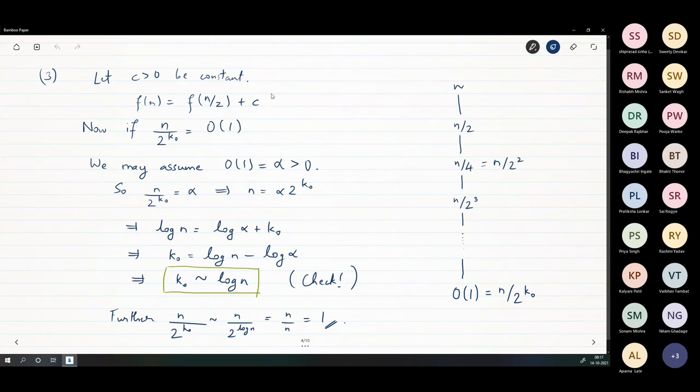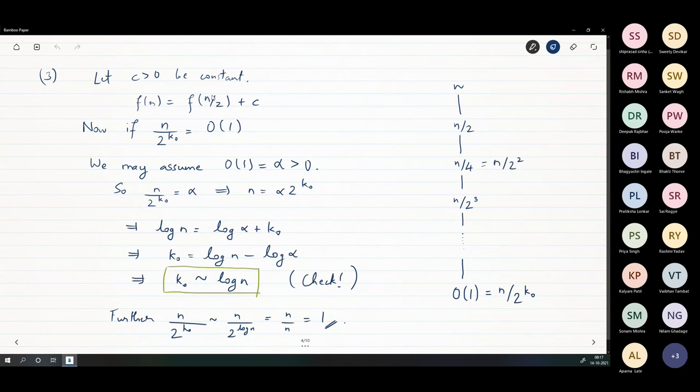Then I write down this relation: f of n is f of n by 2 plus C. Do you realize this is also a recurrence, because n by 2 is less than n? I'm expressing f of n in terms of something smaller. So this is also a recurrence. It need not be n minus 1, n minus 2. It could be a fraction also. No problem. So f of n is f of n by 2 plus c.